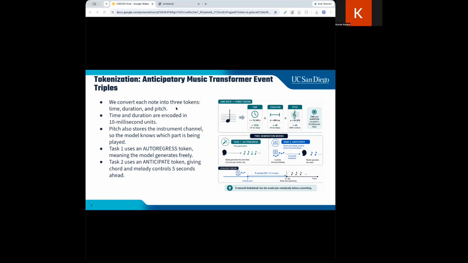Time and duration are in 10 millisecond units. There are two modes. Task 1 uses an autoregress token. The model generates freely from past context. Task 2 uses an anticipate token. Melody and chord controls arrive 5 seconds ahead of the target notes, giving the model future musical context to plan against.